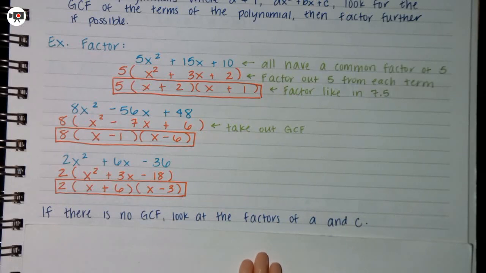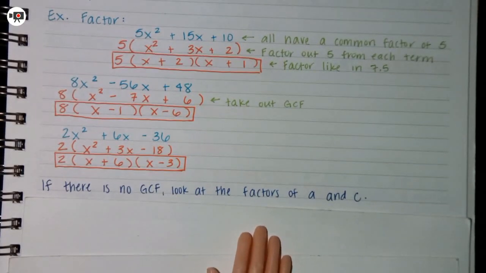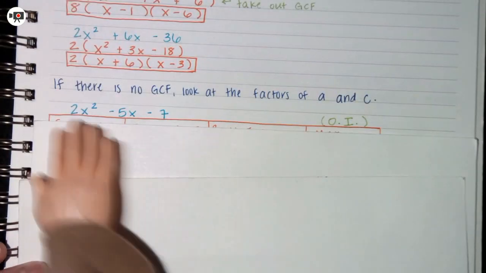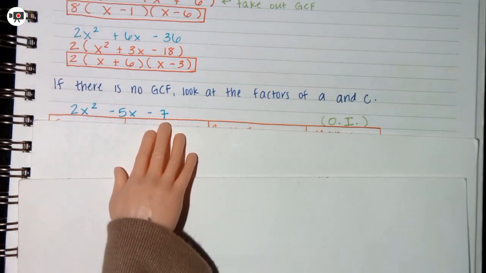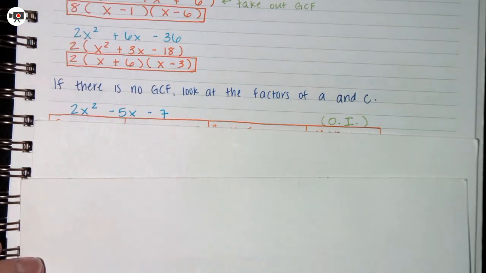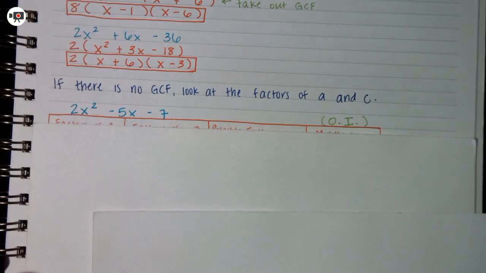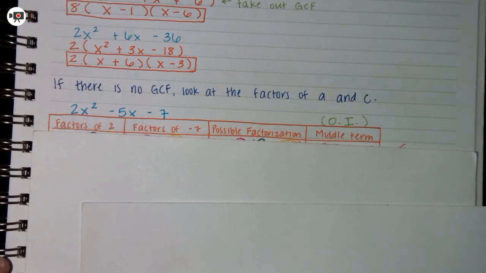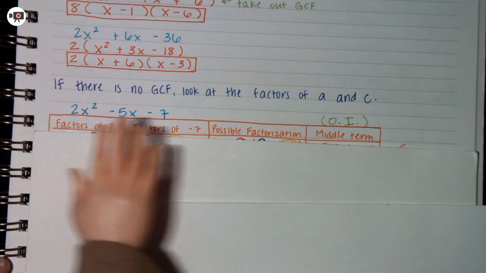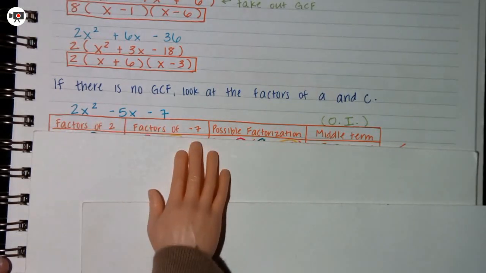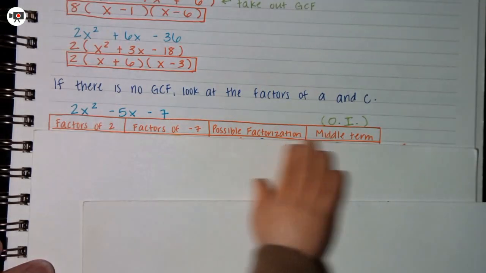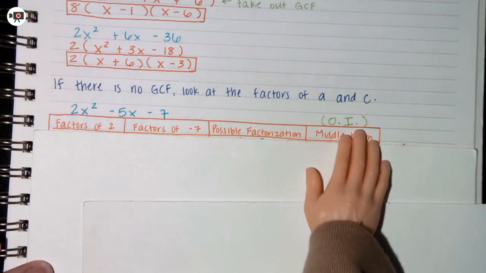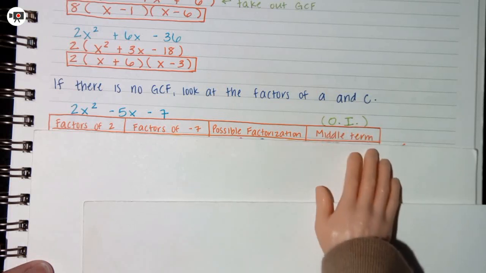If there is no GCF, we're going to look at the factors of a and c. That's the factors of the leading coefficient, and the factors of the c term, or the constant at the end. To do this one, I'm going to make a chart, and it's kind of long. We're going to have factors of a in the first column, factors of c in the second column. We're going to create a possible factorization, and then I'm going to do the O and I from FOIL to get the middle term.